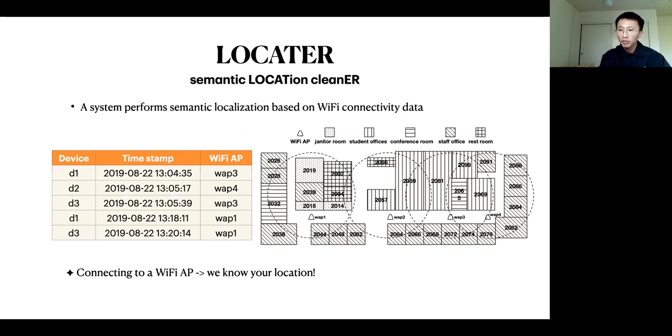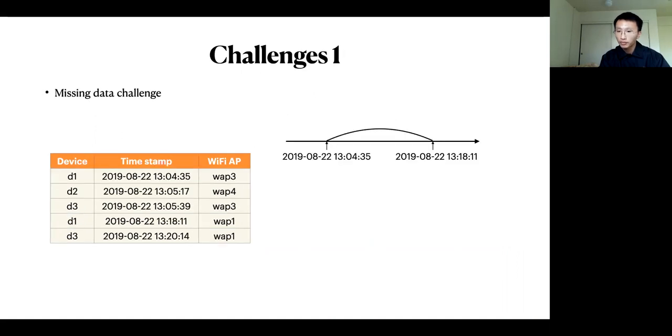To resolve this problem, we built a system called LOCATER, which performs semantic localization based on Wi-Fi connectivity data. The left table is a sample of connectivity data. In the first row, a device D1 connects to Wi-Fi access point WAP3 at time 1:04 p.m. If a device connects to a Wi-Fi AP, we know this device must be in the area covered by this Wi-Fi AP, which gives a coarse location for this device.